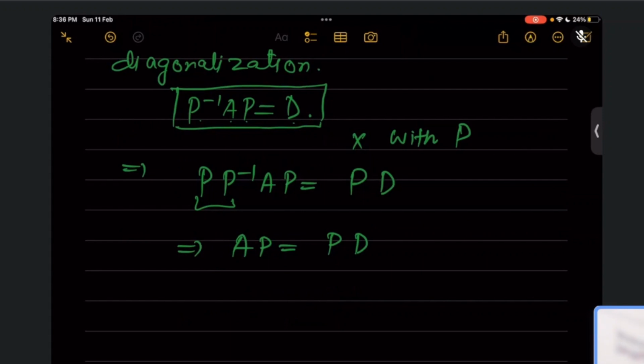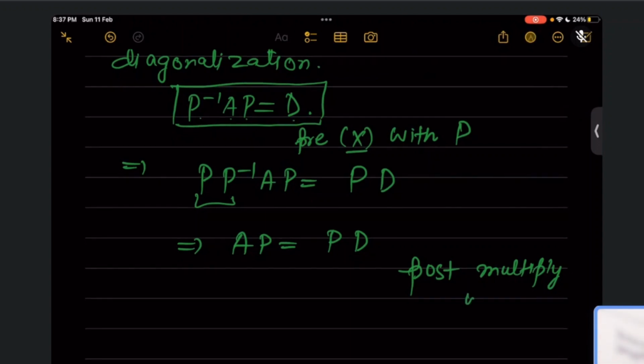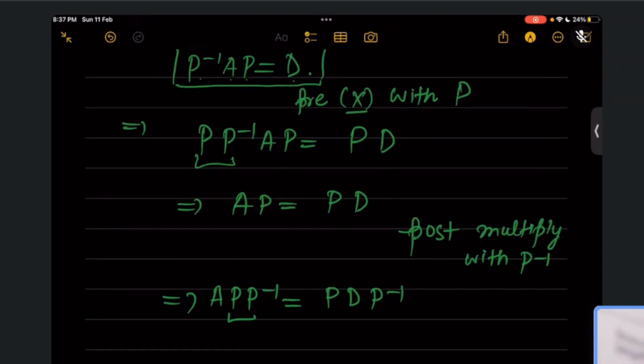Now again, post multiply. Here it was pre-multiply. It is the sign of multiplication, not X. So post multiply with P inverse again. So from post multiplication, here it will be A into P inverse is going to be P into D into P inverse, right? Again, this P and P inverse will form what? I. So A is equal to P into D into P inverse, right?